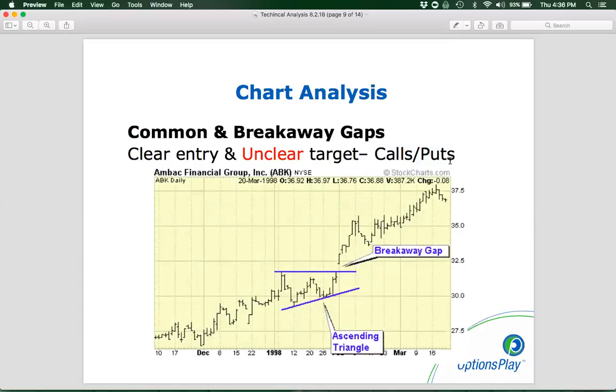Breakaways and gaps are very similar to what I just talked about. It's just a different way of identifying this. Same thing, a very clear entry price, but an unclear target. So this is a breakaway where it gaps above a range and then just continues to move higher. Same thing, buying a call or a put is usually the best strategy to utilize because you don't really know where it's going to go. You don't have a specific target price, and these moves tend to happen relatively quickly. When a stock gaps higher and just continues to move, you usually get that move happening in just a few days. So that's why, again, buying calls and puts is usually the best strategy to utilize in this particular scenario.